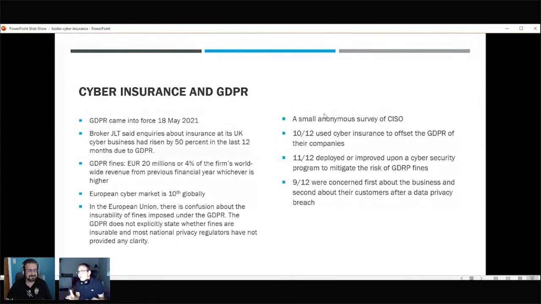But you also have to remember the average professional life of a CISO is two years. So basically, they do their best to keep the business alive until they can. So unfortunately, that's the way business works, which is kind of sad.